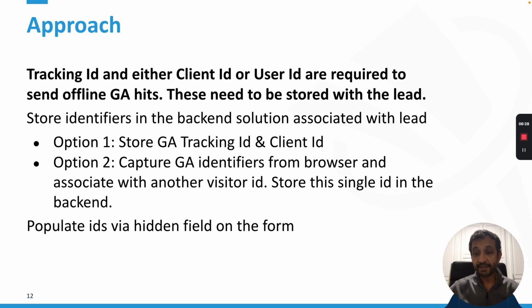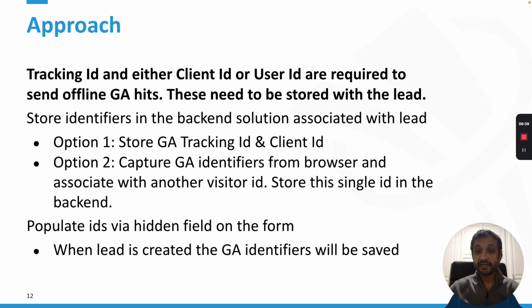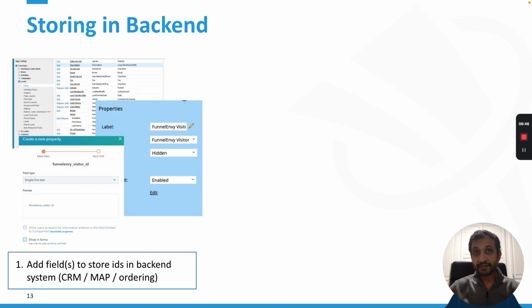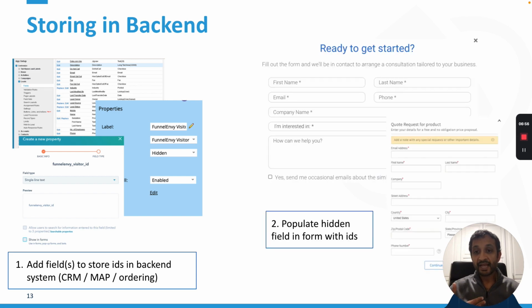Now, to actually send them to the backend platform, you can populate the IDs that you're going to use as hidden input fields on the form. And when the lead submits that form, the GA identifiers will be saved in your backend platform. Now, this is relatively straightforward to do in platforms like Salesforce, Marketo, or HubSpot, because you can create custom fields or properties in that backend platform and then have them auto-populated with hidden fields in the forms using JavaScript. We commonly do this in Google Tag Manager.